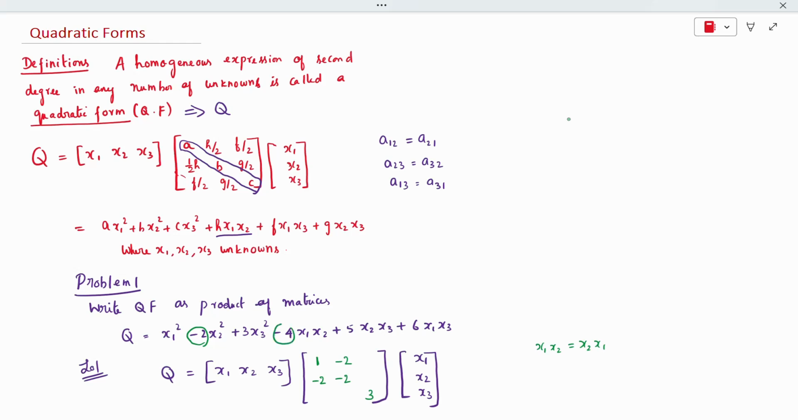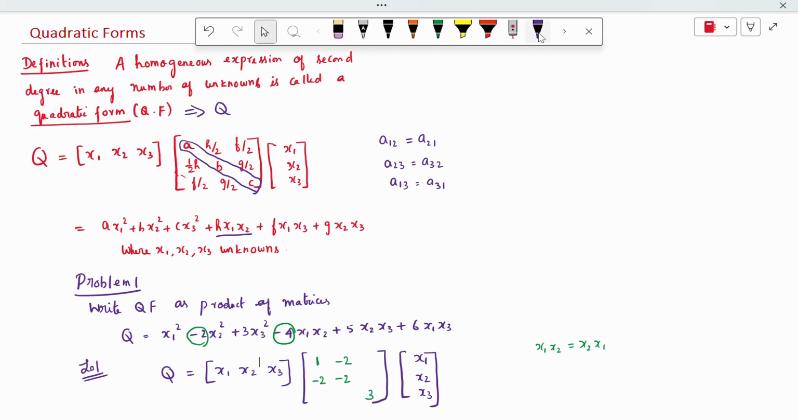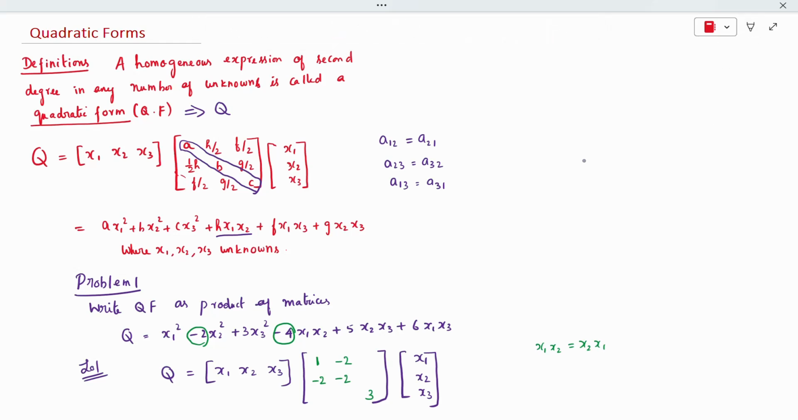Minus 4. Next, I will use some other color. Next you check x2, x3. It's the same element for x3 and x2. Now the coefficient is 5. When you have 5, half of the element, so 5 by 2. Half means 2.5, but we will not write that. We will write it in divide format. So 5 by 2 in the position of x2 x3 and x3 x2. So completed.